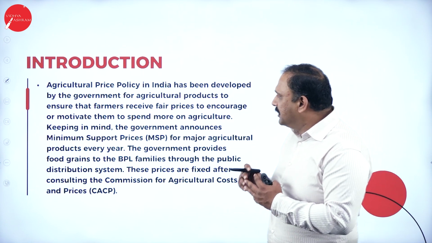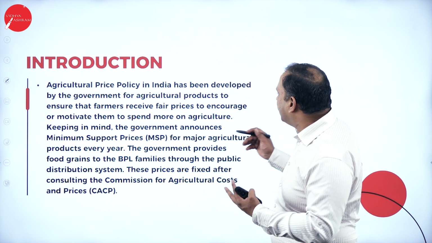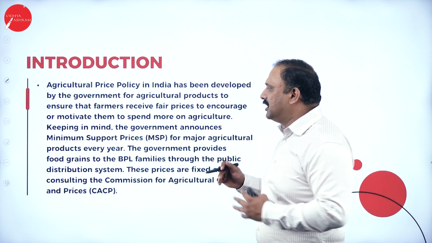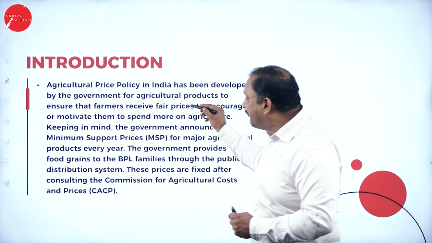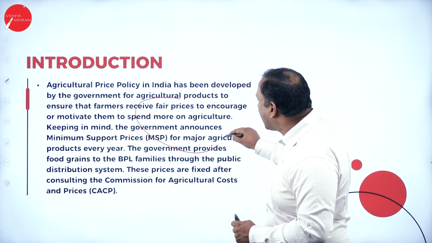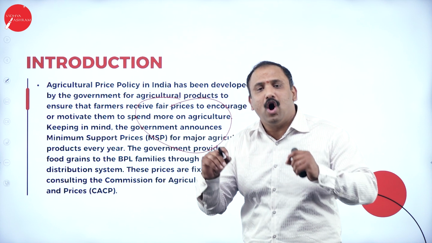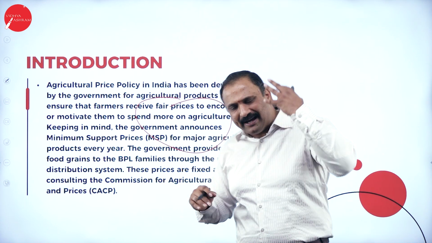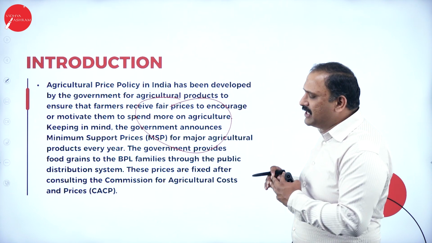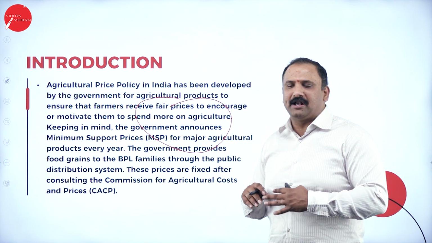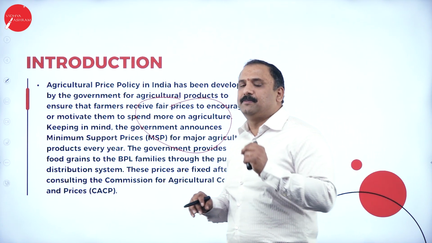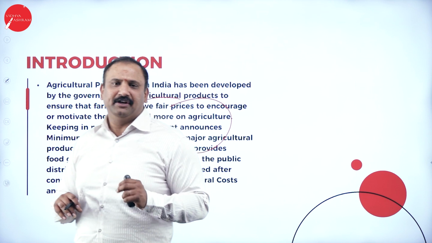Now, as we go here, the agricultural policy of India has been developed by the government for the agriculture products so that the farmers receive fair prices to encourage or to motivate the spend among the agriculture, keeping in mind the government to announce the minimum support price. So this becomes very, very important for the major agricultural products that are being grown every year.